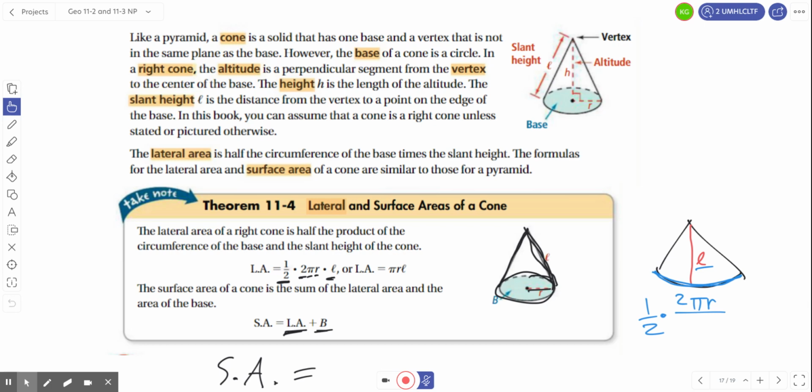So the formula we're going to use is the simplified formula right here, because this 1/2 and this 2 cancel out. So really it's just pi r L, and that's kind of nice. And then plus the base, which in this case will be pi r squared. And for all of these cones, it will be pi r squared.